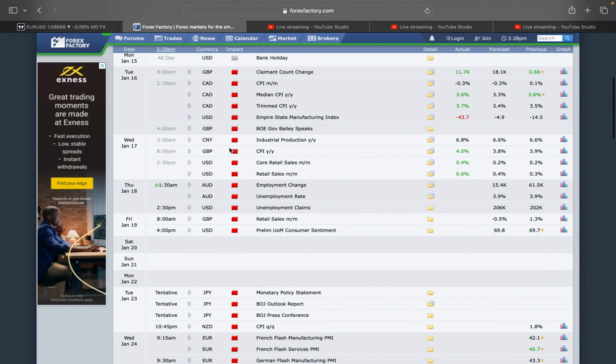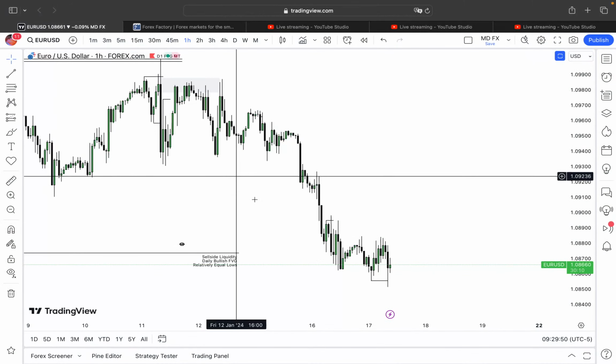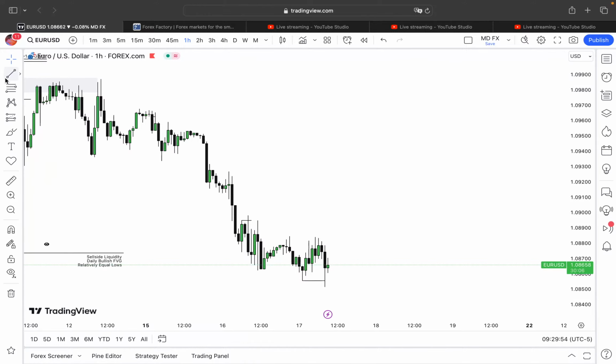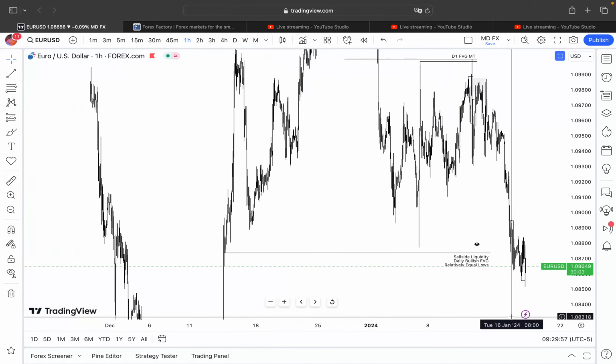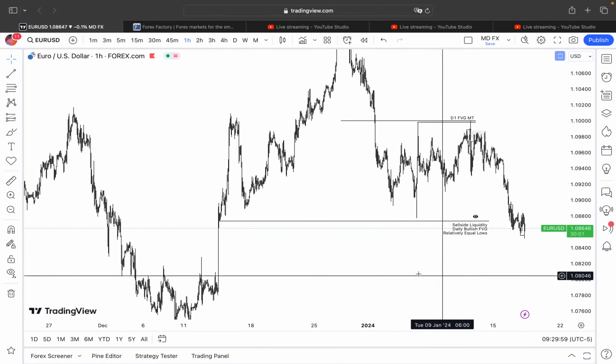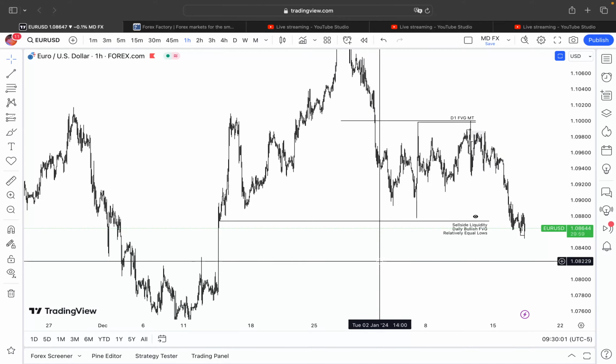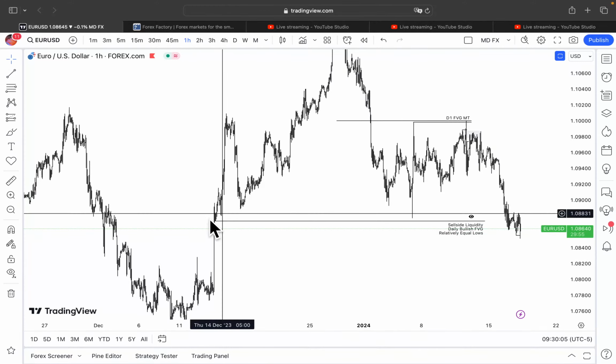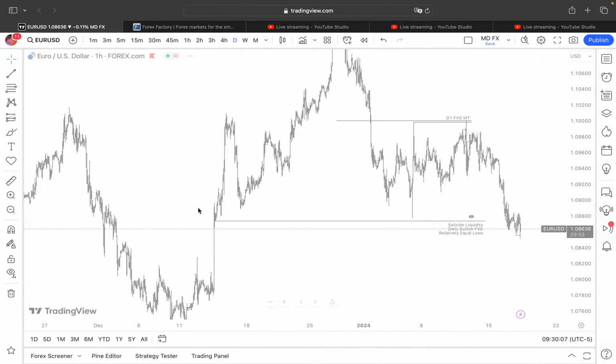Then on Wednesday we had USD high impact news at 2:30 p.m. Now let's see how that news affected us. So the weekly profile we're working on right now: we know the draw on liquidity for the week has been tagged, which is this daily fair value gap that has been tagged.